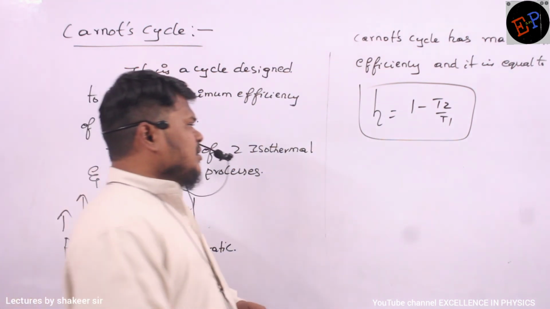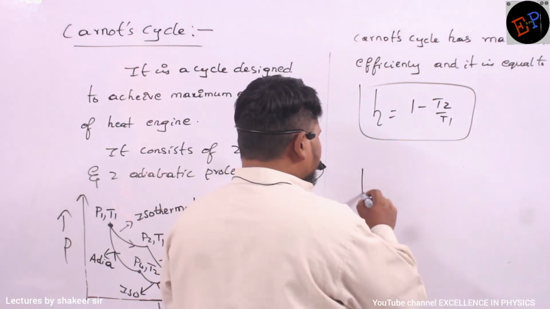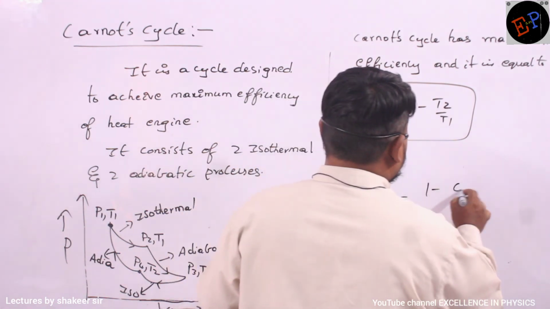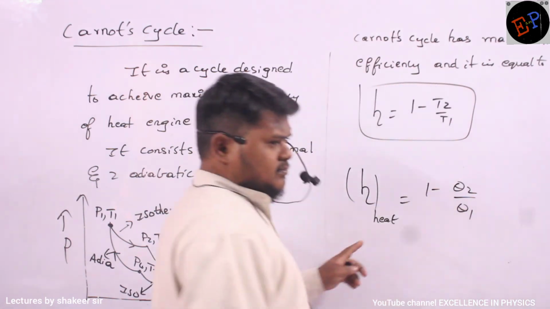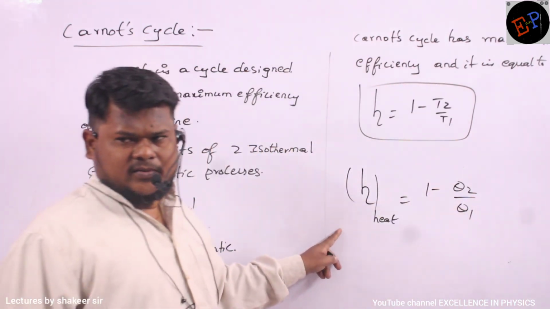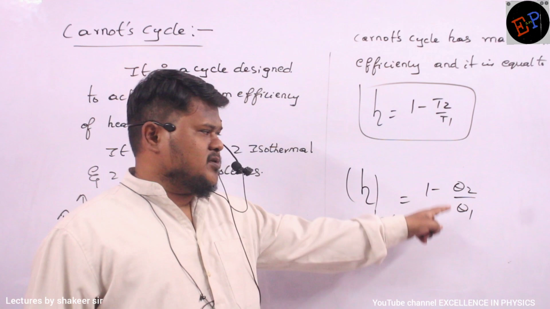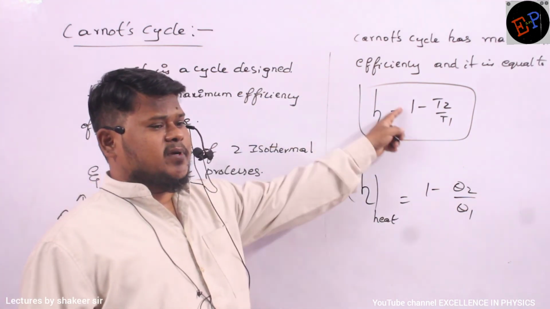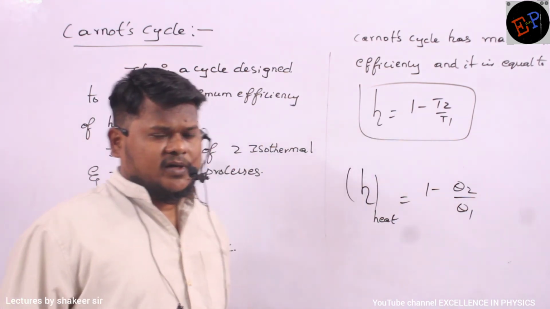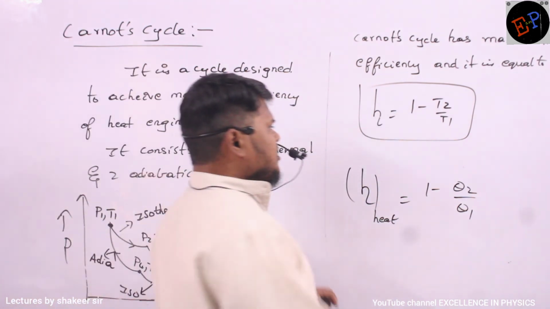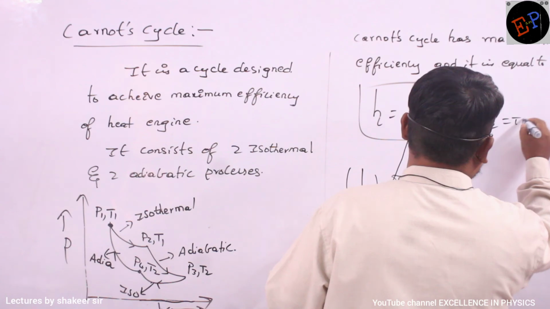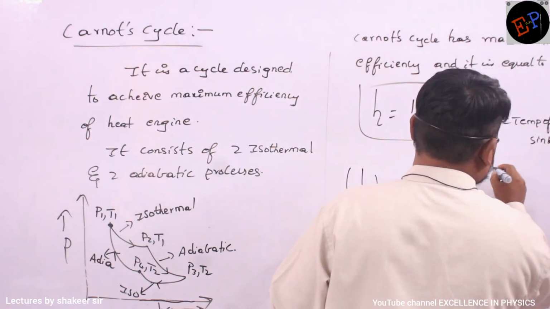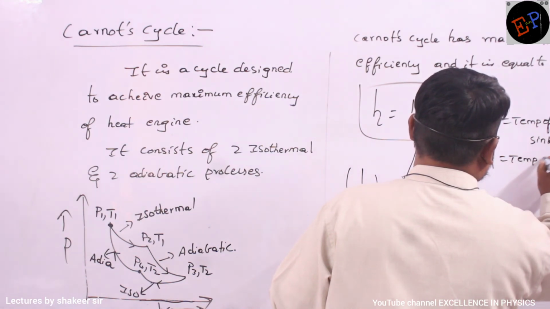Are you able to understand? Previously, we studied the efficiency of a heat engine. Efficiency of a heat engine is how much? 1 minus Q2 divided by Q1. While studying heat engines, we studied this one. Now the efficiency in the case of a Carnot engine in terms of temperature is 1 minus T2 divided by T1. Now what is T2 here? T2 means the temperature of the sink. T1 means the temperature of the reservoir.